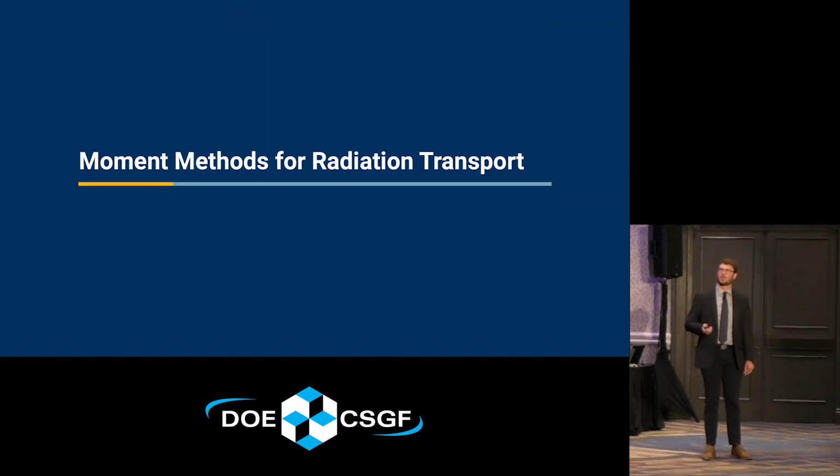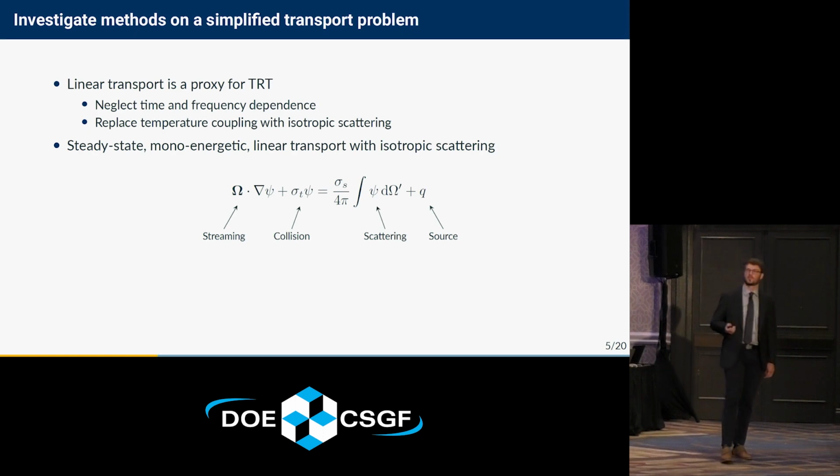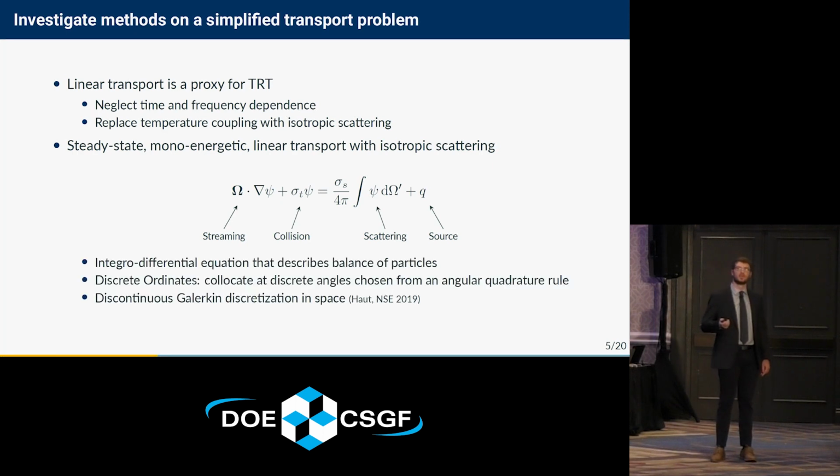Now on to the moment methods used in radiation transport. I'll first simplify the problem. We'll neglect time and frequency dependence and replace temperature coupling with isotropic scattering. This is a common proxy in my field. We end up with a simpler equation that has streaming, collision, scattering, and source terms. This is an integro-differential equation that describes the balance of photons.